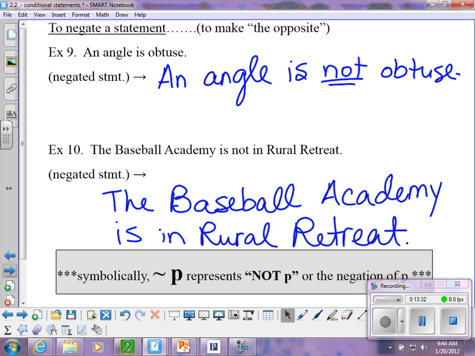All right, you don't have that page. Look, down here, symbolically, the little tilde, the squiggly, right, means not P, or the negation of P. So we're getting ready to talk about some things where you negate the conditional statement, all right, or you flip it and negate it, okay? But we do not put not. It's not like a knock joke with a not sentence. You don't do that, okay?